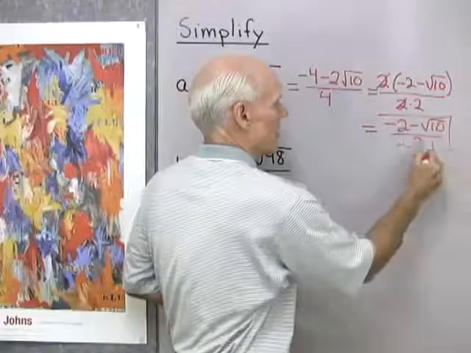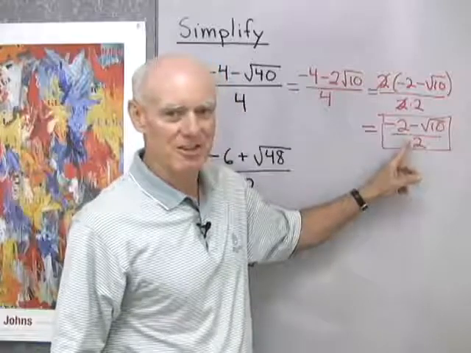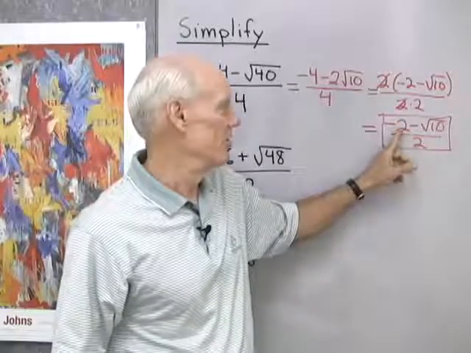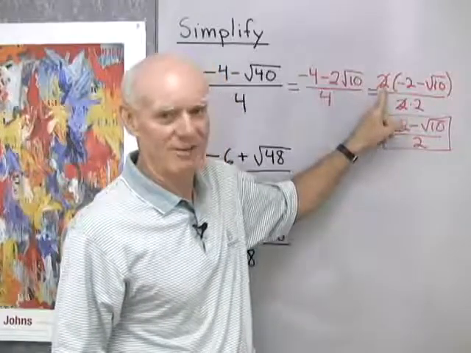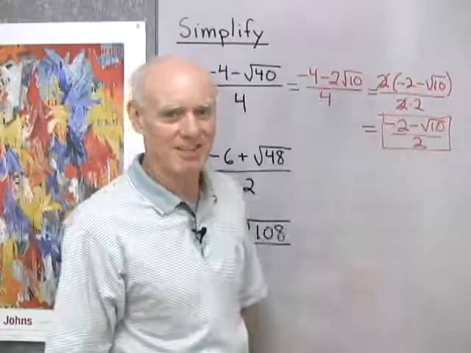So that's our answer in simplified form, and you don't want to weaken here and try to divide out these 2's. That 2 is not a factor of the numerator. That 2 is a factor of the numerator, and so I can divide it out with that common factor that's in the denominator.